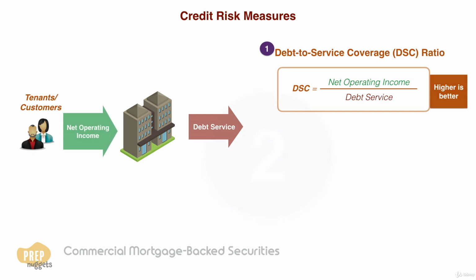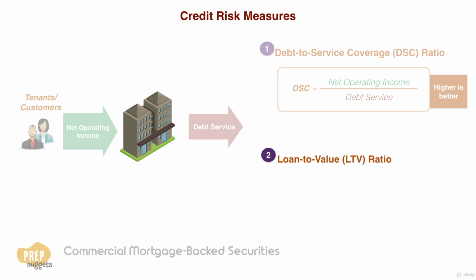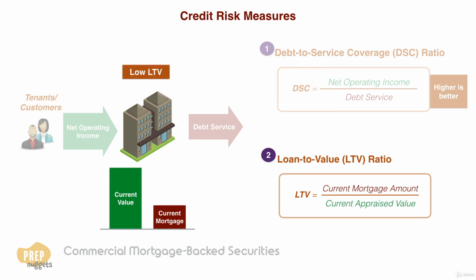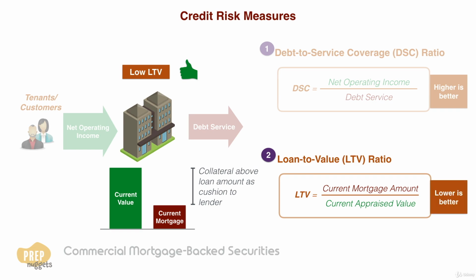The other ratio is the loan-to-value ratio. This ratio compares the property's current mortgage amount to its current fair market or appraisal value. The lower this ratio, the more protection the mortgage lender has in making the loan. The LTV ratio reflects the amount of collateral available above the loan amount to provide a cushion to the lender. And the point here to note is, a lower LTV ratio is better from the perspective of the lender.